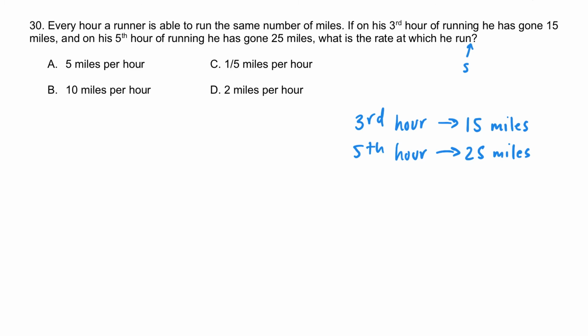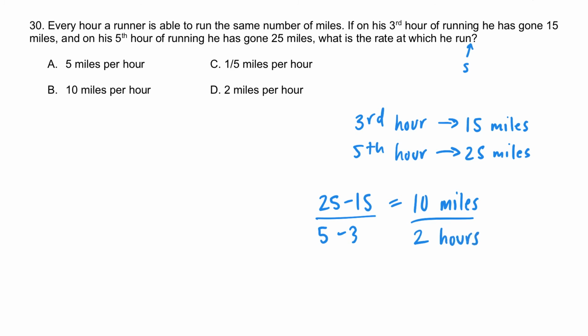All right. Okay, so the question is how much distance did we cover and how long did it take us? So I'm going to say we covered 25 minus 15, so that's 10 miles. And how long did it take us? It took us the difference between hours 5 and 3, so that's a 2-hour difference. So that means he's covering consistently 10 miles every 2 hours, which would be 5 miles every hour. So 10 divided by 2 is 5.